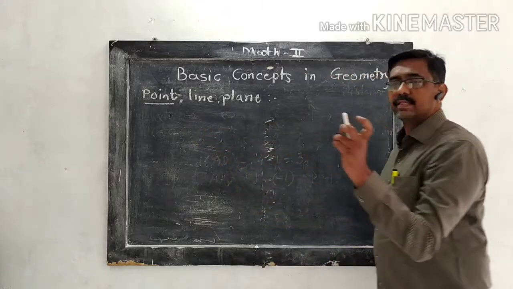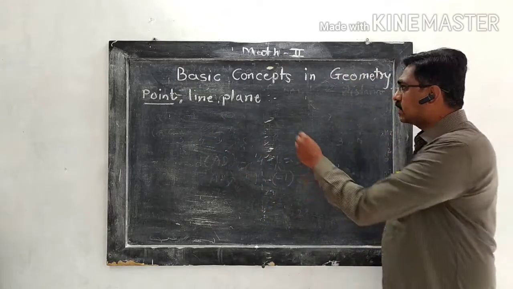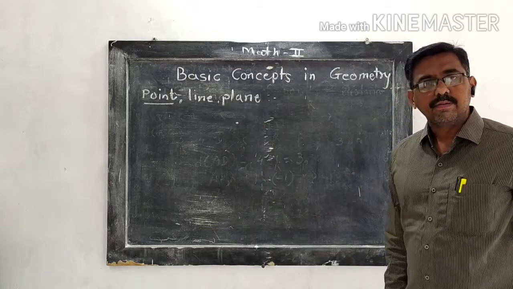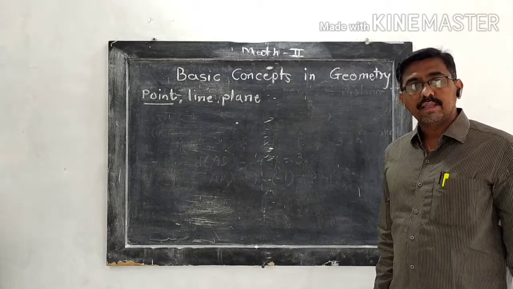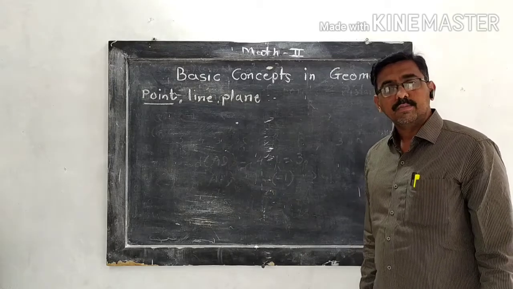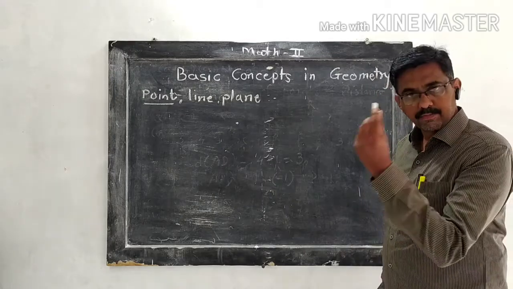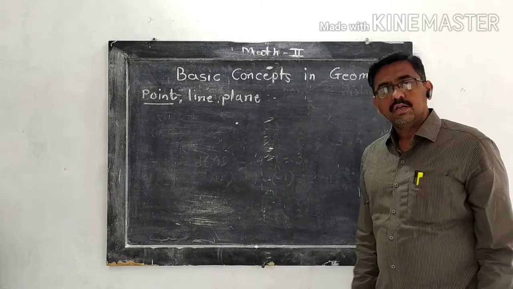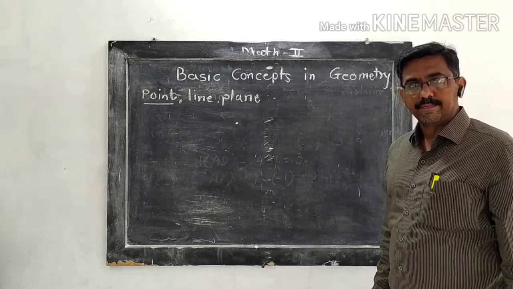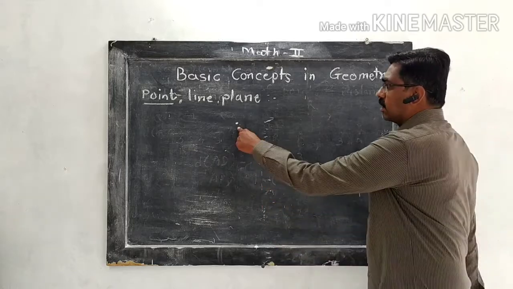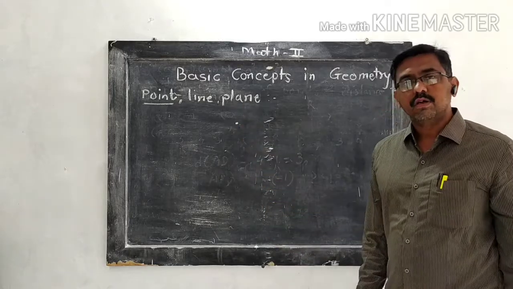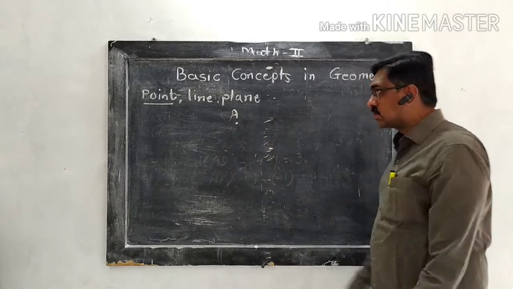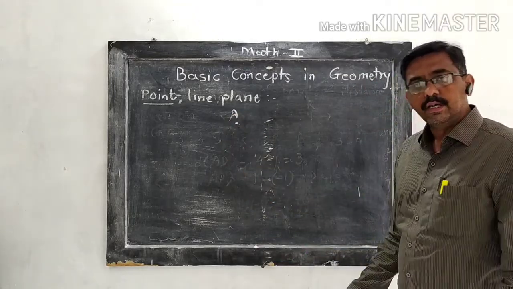When the tip of a pencil is placed on a paper, the dot that we get is called the point. It is denoted by a capital letter. So this is point A.